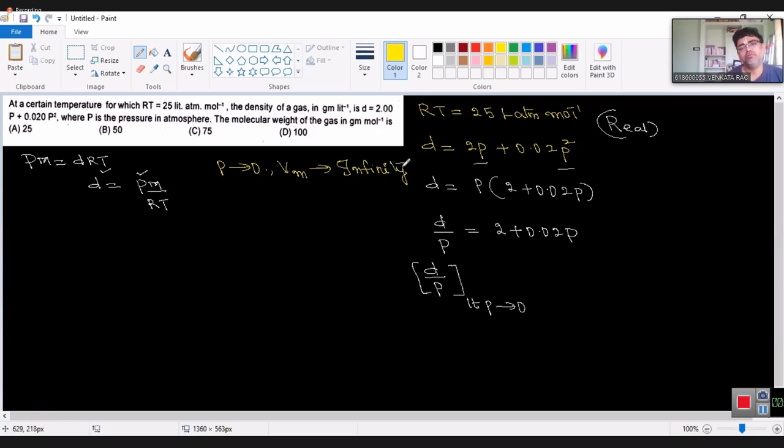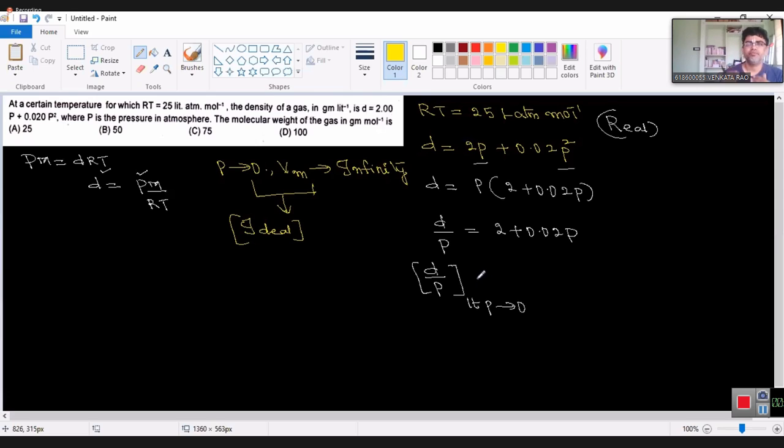Pressure is very low, almost 0. So volume will be very high, almost tending to infinity. That means either large molar volume or P tends to 0. Under these two conditions, the gas can become ideal.